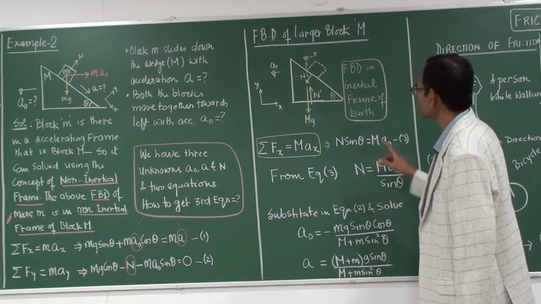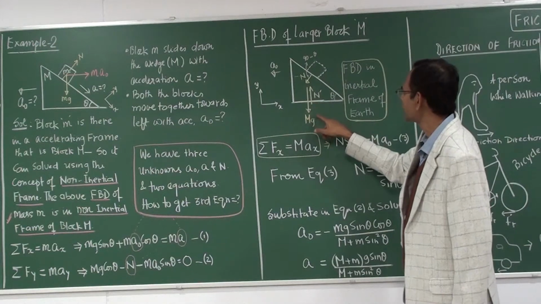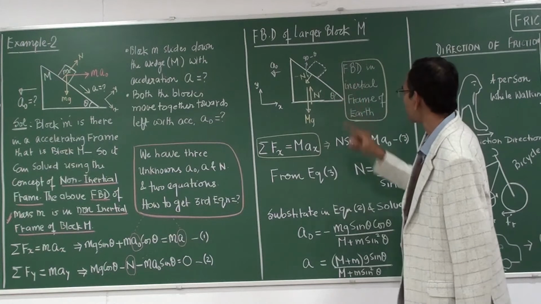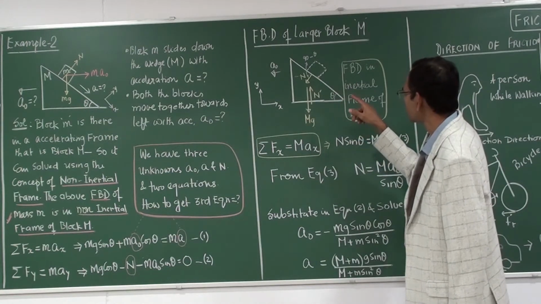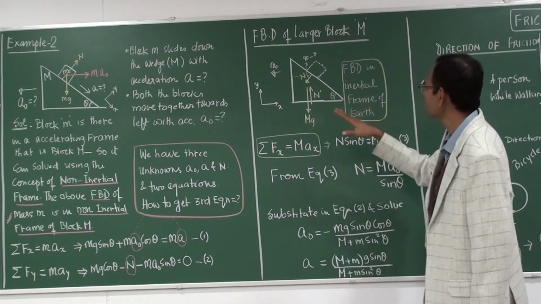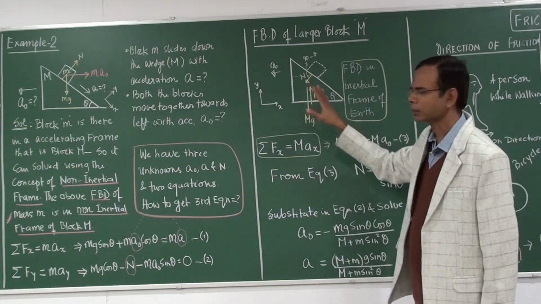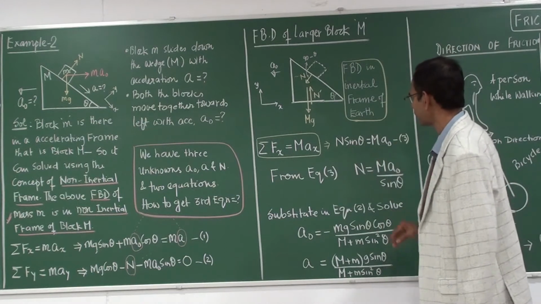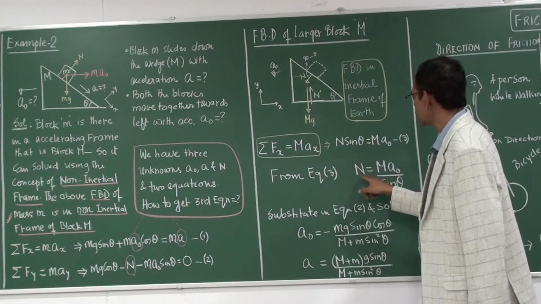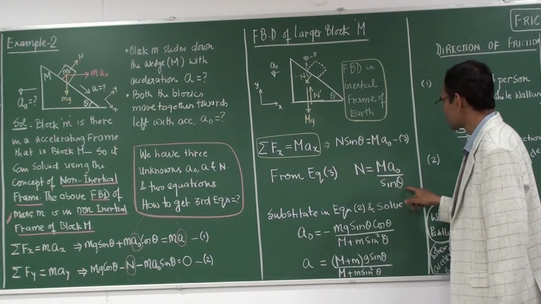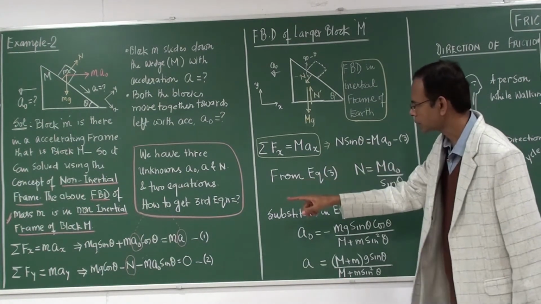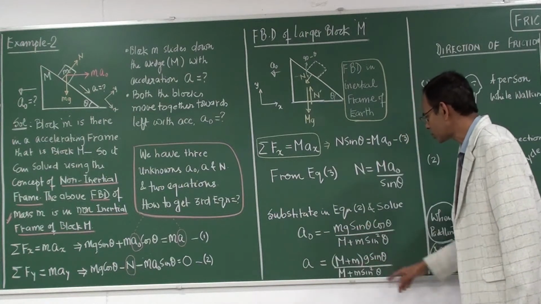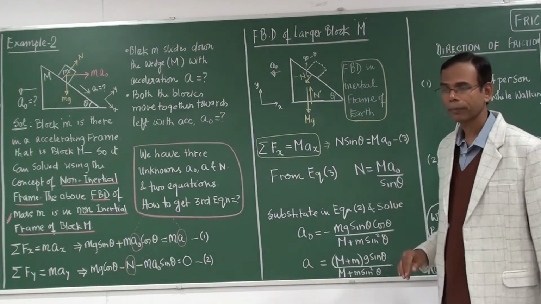We can write one more equation, that is mg minus N prime, then plus N cos theta. We can write that, but it is not necessary, because we have to find one more equation, and from there we have to find out the N. So from here we find N is equal to m a0 by sin theta. If we substitute that in those equations, we get a0 and a. This is the value of these two quantities.